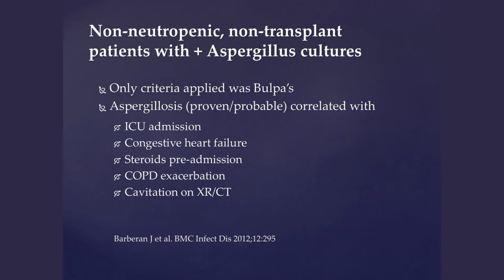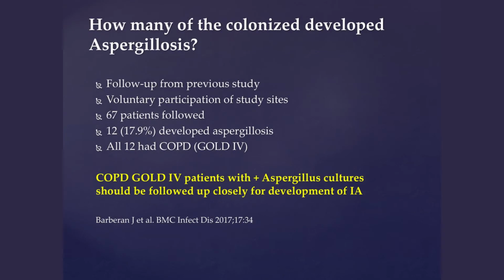This is a Spanish group. They looked at non-neutropenic, non-transplant patients with positive Aspergillus cultures, and they applied the BULPA criteria. And this is the first paper. The first paper actually wasn't very good. But what they did was they followed up all the colonized, so all those who didn't fit the criteria for probable and proven were just followed up. Now, the paper is weak because, of course, this is a multi-center study and not many people were as tenacious. Some people did not keep providing data on those patients. But nevertheless, they were able to follow about 67 patients, and 17.9% developed aspergillosis, and all had COPD, advanced COPD. So again, I think if you have advanced COPD and a positive Aspergillus culture, you should follow the patient up very closely for development of invasive aspergillosis.